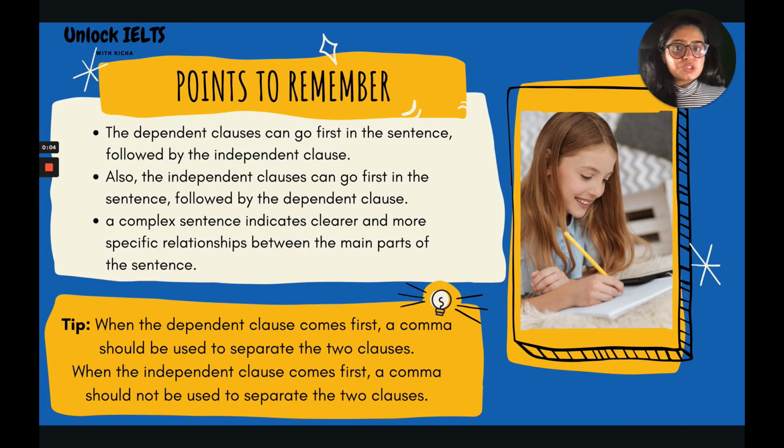Now, what are the key points which you need to take care of in the case of a complex sentence? First of all, the dependent clause can go first in the sentence, followed by the independent clause. Also, the independent clause can go first in the sentence, followed by the dependent clause. A complex sentence indicates clearer, more concise and more specific relationships between the main parts of the sentence. So the tip here is, while you're writing a complex sentence, when the dependent clause comes first, a comma should always be used to separate the two clauses. And when the independent clause comes first, a comma should not be used to separate the two clauses.